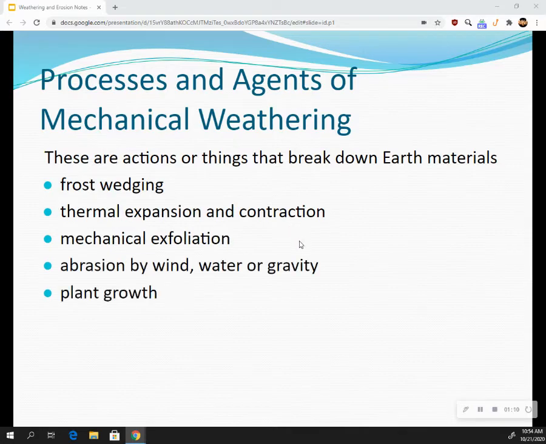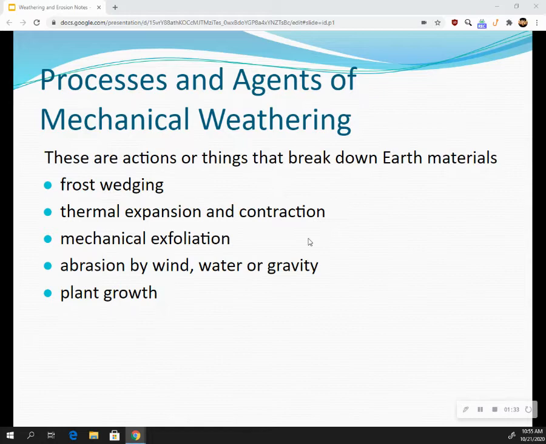Mechanical weathering happens in several different ways. So plant growth or wind, water, gravity. So if you see a rock on the side of a hill, gravity could eventually affect it to fall down. That's why when you're driving down the highway, you see a sign that says falling rock. It's due to gravity or some sort of erosion.